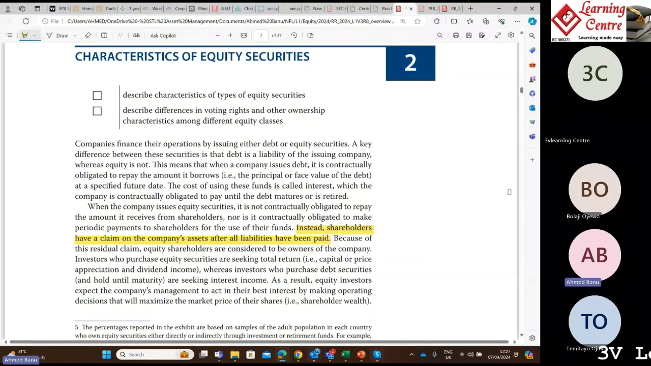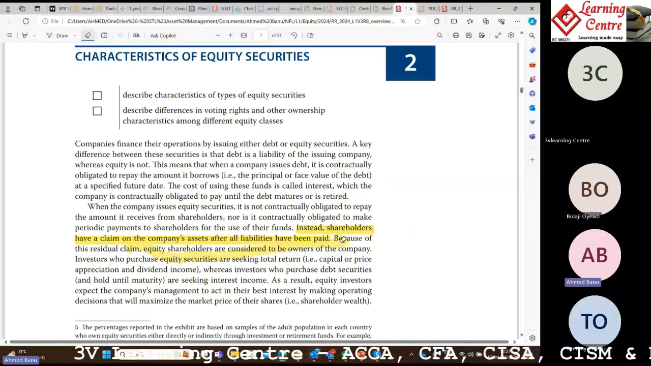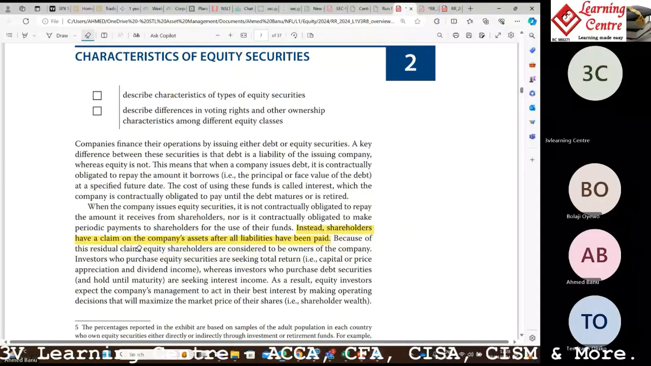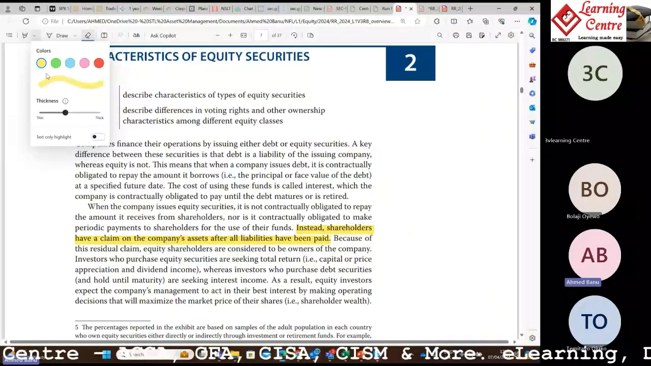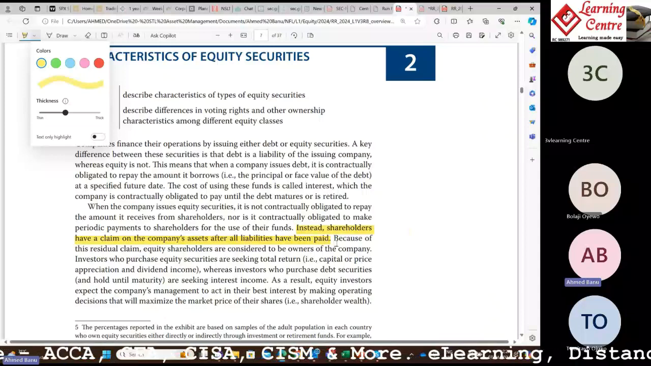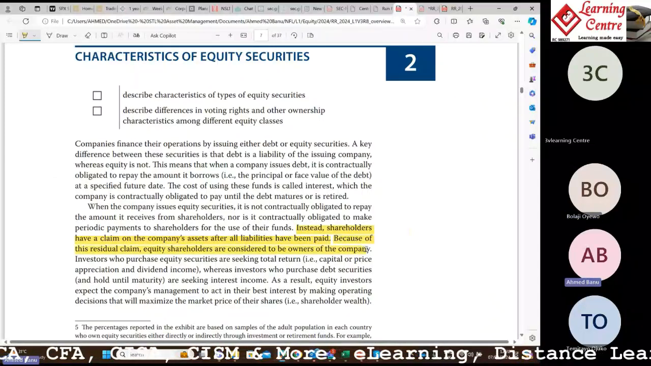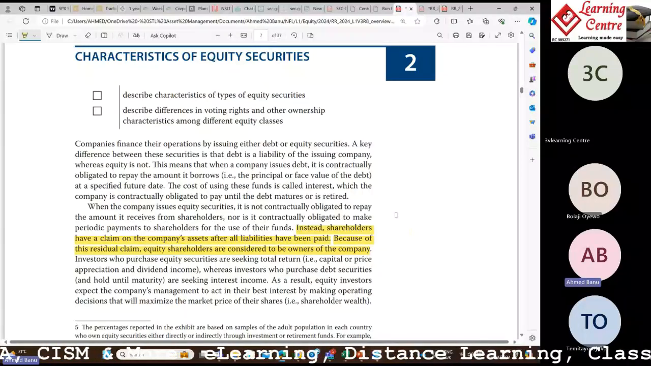Now, there's something here I like. Because of this residual claim, what do we mean by residual claim? Now, there's something you need to understand about equity shareholders.